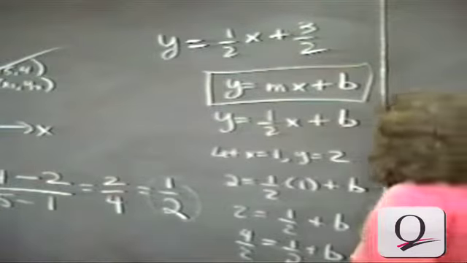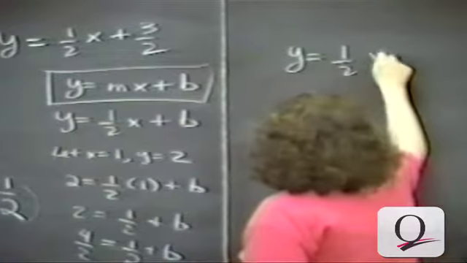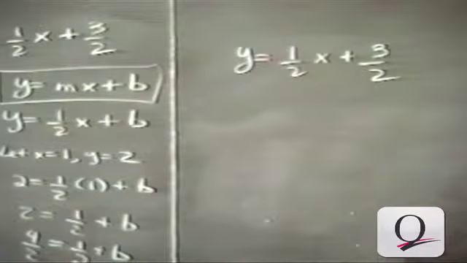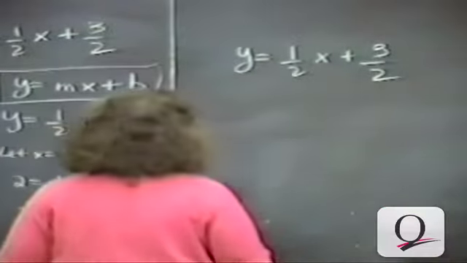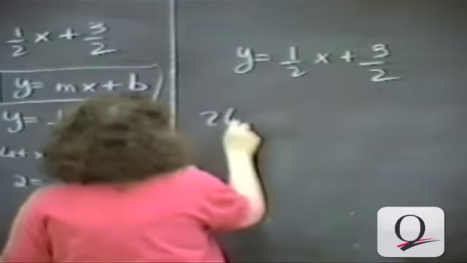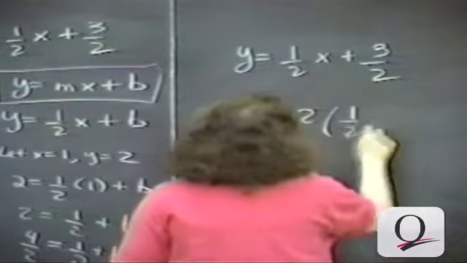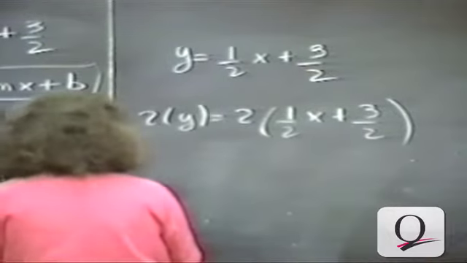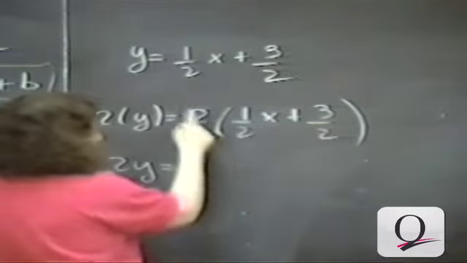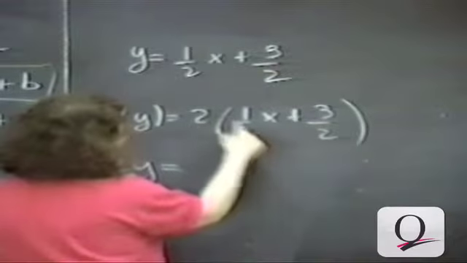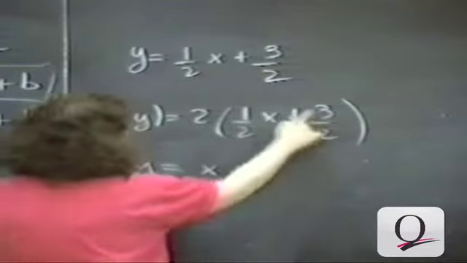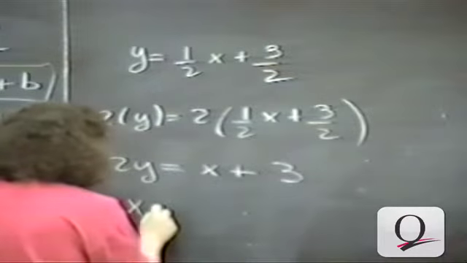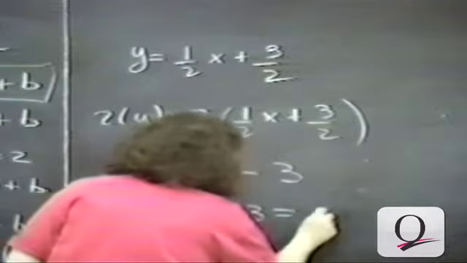Very often on the assessment test, they do not leave answers in the form of fractions like this. So what they would do in this case is to multiply both sides of the equation by 2. And if we do that, we'll get 2 times y equals 2 times 1 half x plus 3 halves, or 2y equals, distributing the 2, 2 times 1 half just gives us 1x plus 2 times 3 halves is 3. And it might have been written in the form x minus 2y plus 3 equals 0.